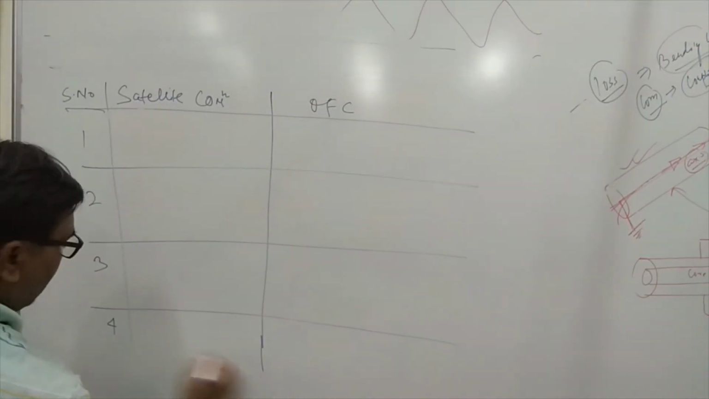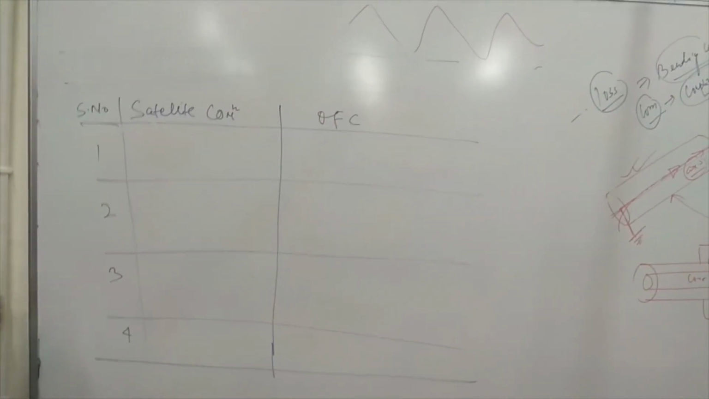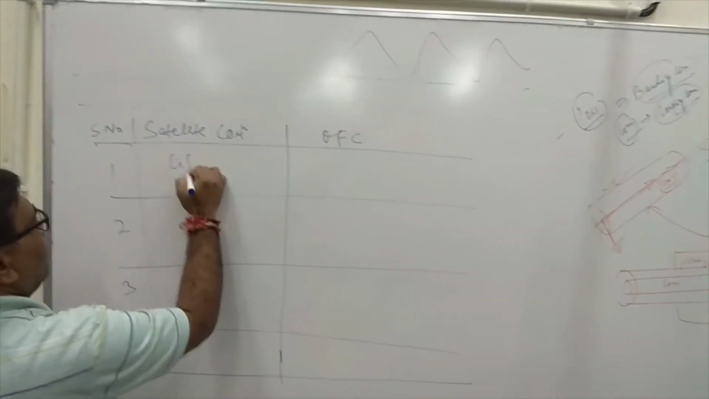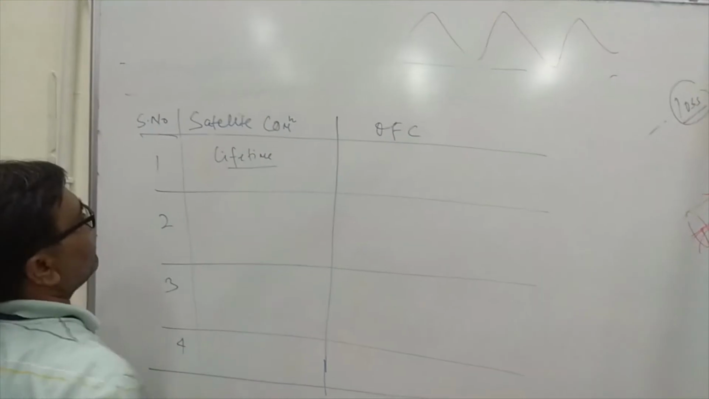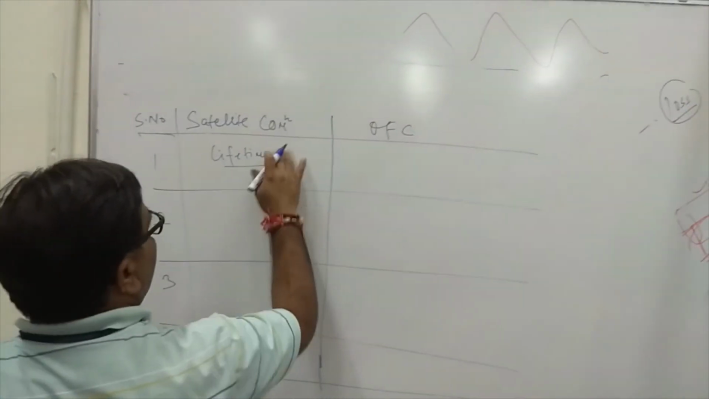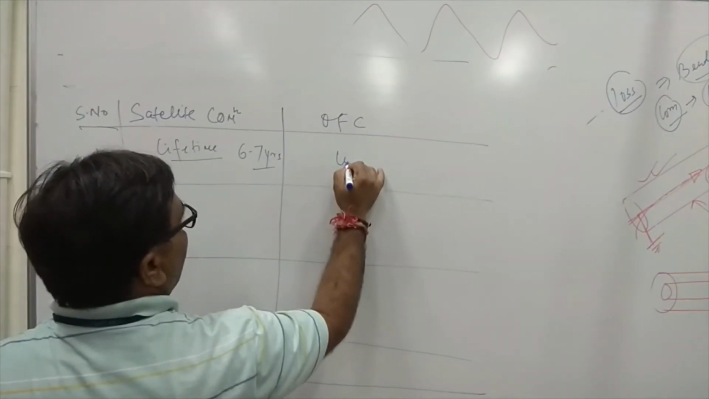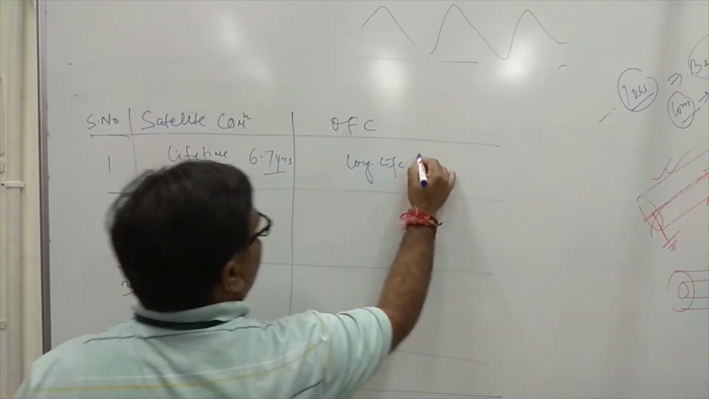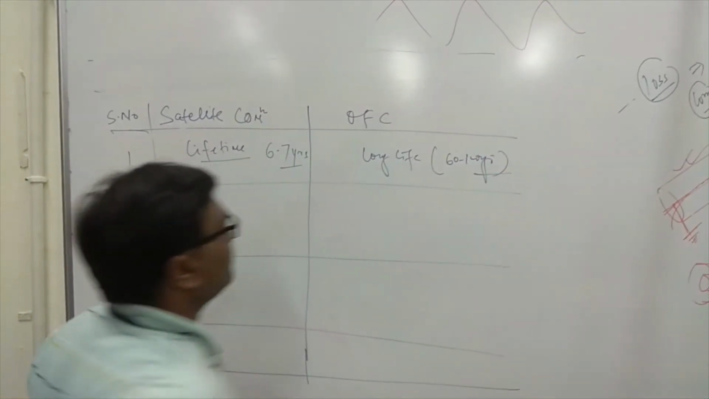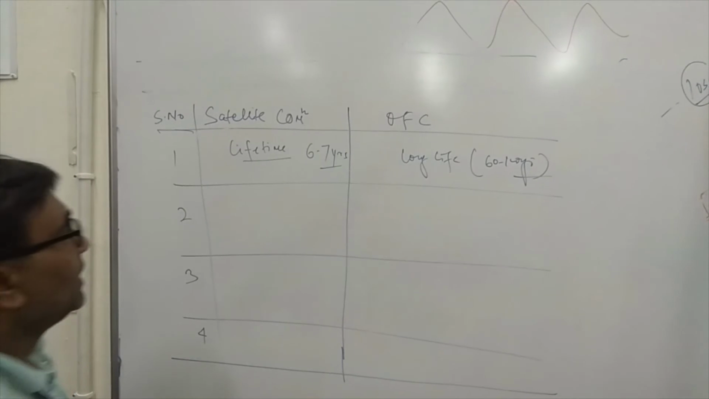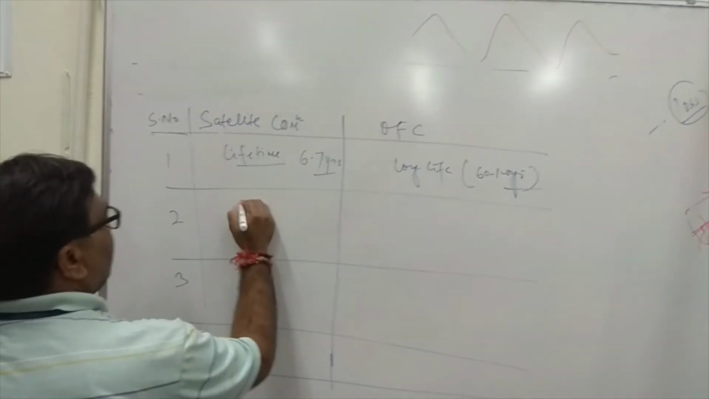I already told many advantages. Tell me first, what is the first comparison? Lifetime. First serial number, lifetime. What is the lifetime of a satellite? 6 to 7 years, right? For optical fiber, it is a long life, maybe 60 to 100 years or more than that. So the first one, no doubt, is lifetime. Yes, this is one very good concept.